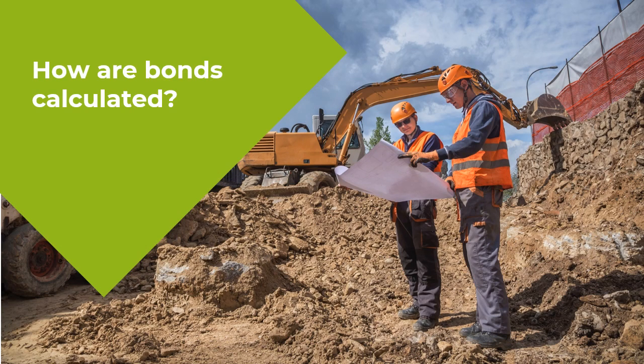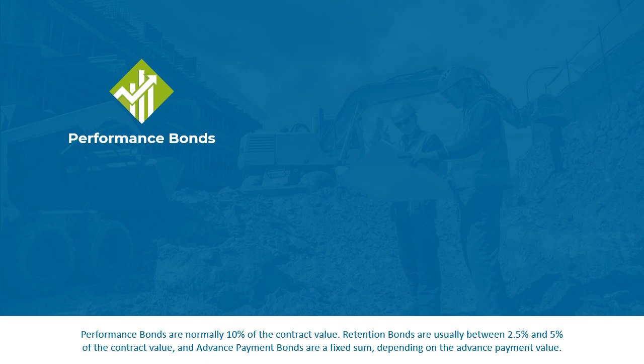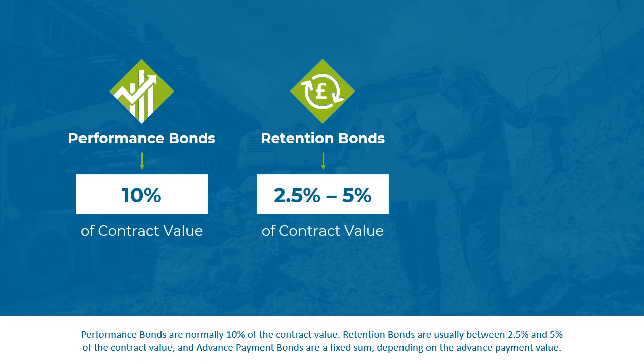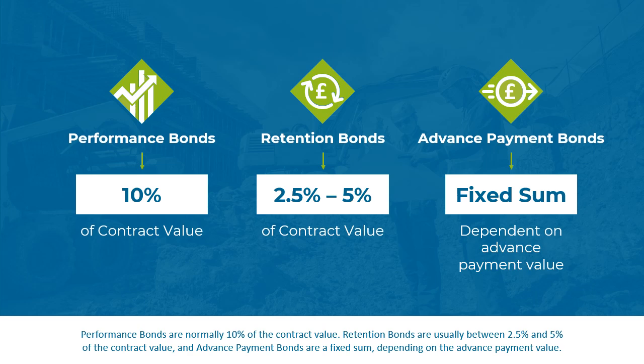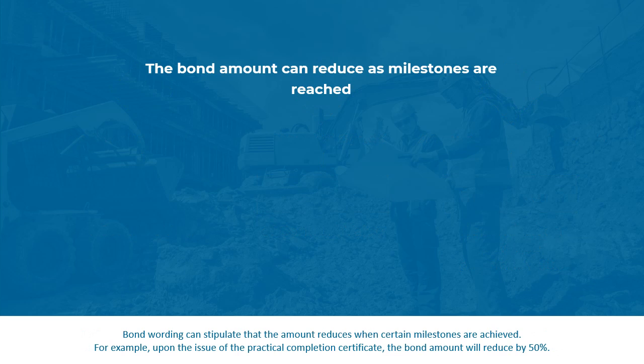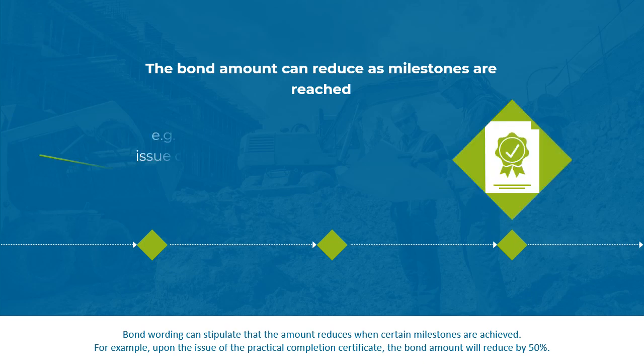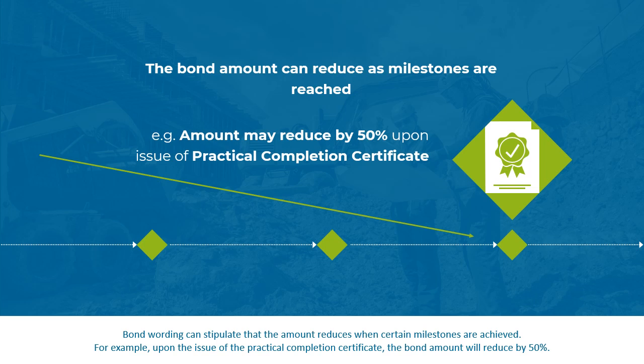How are bonds calculated? Performance bonds are normally 10% of the contract value. Retention bonds are usually between 2.5% and 5% of the contract value. Advance payment bonds are a fixed sum depending on the advance payment value. Bond wording can stipulate that the amount reduces when certain milestones are achieved. For example, upon the issue of the practical completion certificate, the bond amount will reduce by 50%.